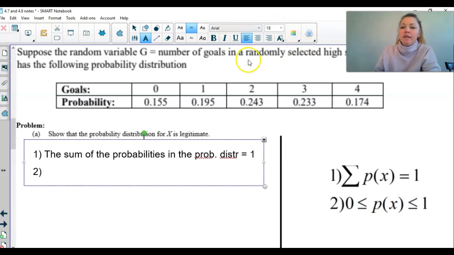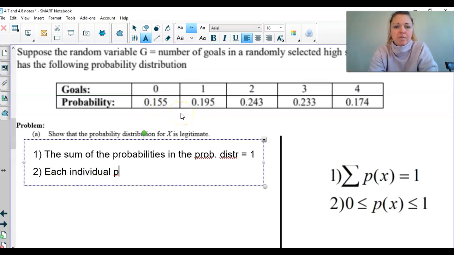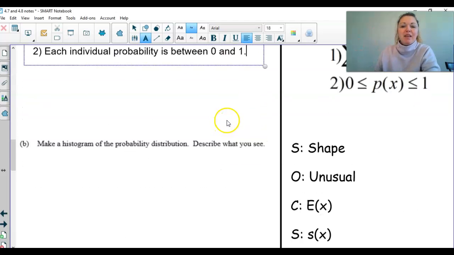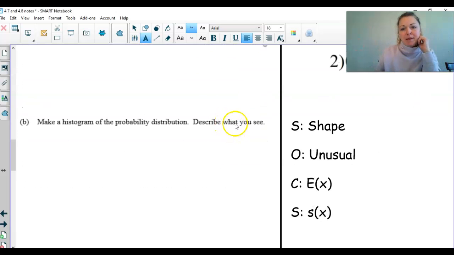And then second, this is saying that each individual probability has to be between 0 and 1 in the probability distribution, and that is true as well. Okay, good. When asked if it is a legitimate probability distribution, again, just double check: do the probabilities add up to 1, and is each individual probability between 0 and 1? Okay, make a histogram of the probability distribution.